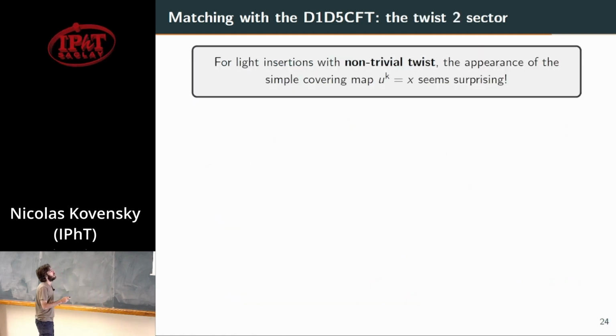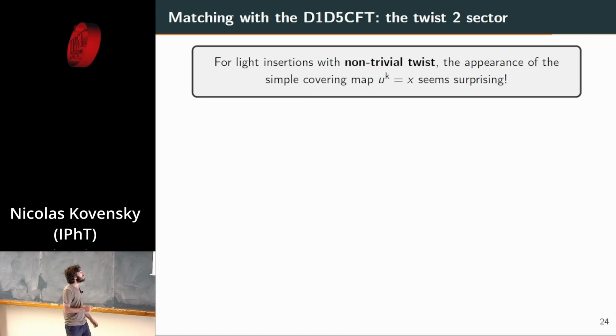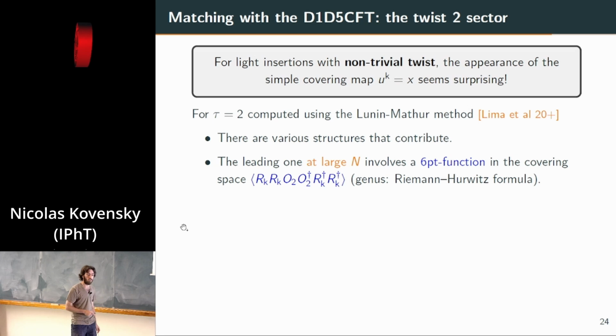Okay, and so my last comment on that is that we can actually check what happens in the case of two insertions which are twist 2. Because in the case where insertions are twist 2, this type of correlator was actually computed in a recent series of papers by Lima and collaborators. They computed this in the symmetric orbifold using the covering map method, the Lunin-Mathur method, which is completely different from what I'm doing here.